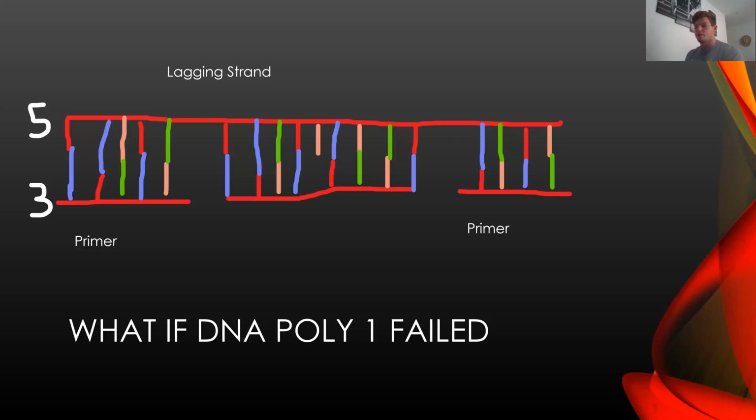So what happens if DNA polymerase I fails? So here you can see I drew a quick diagram. It's not the best, but it shows what I needed to show. So here we have the 5' end to the top to the 3' end, and the 3' end to the 5' end to the bottom.